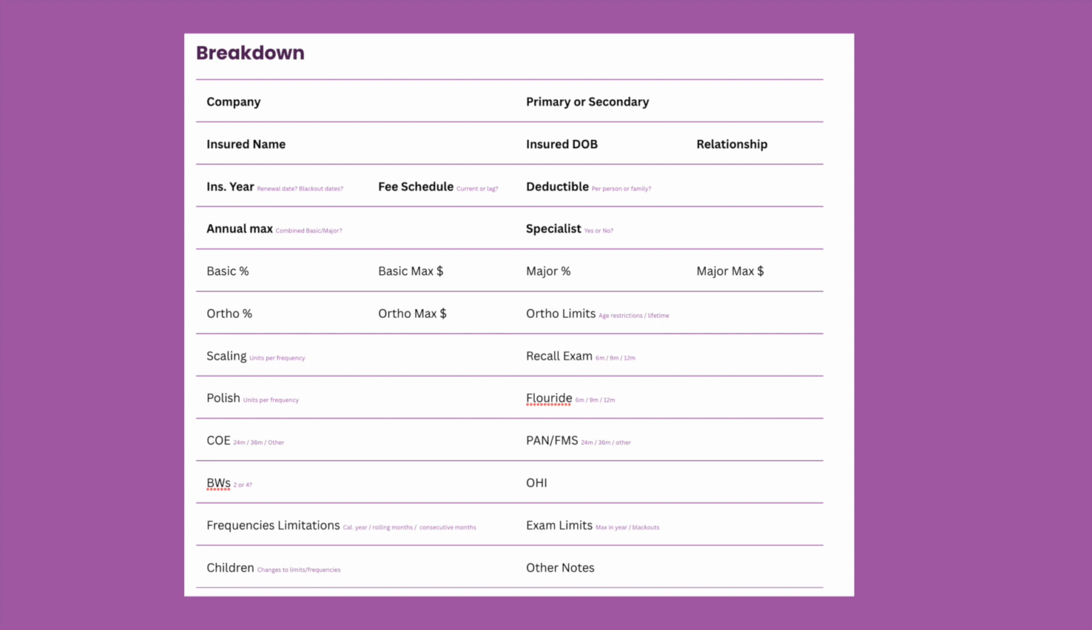How many scaling units does the plan have? Include root planing units if combined. What frequency is the recall, polish, and fluoride on, and are there any age restrictions? You can note on the lower left side children's changes to limits or frequencies at the bottom.